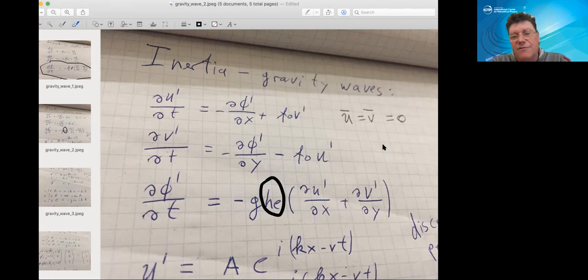And also we have to use the property that the mean state completely fulfills this set of equations also. You're aware of this linearization procedure, right? So whenever there is a term, for example, u primed d by dx here.